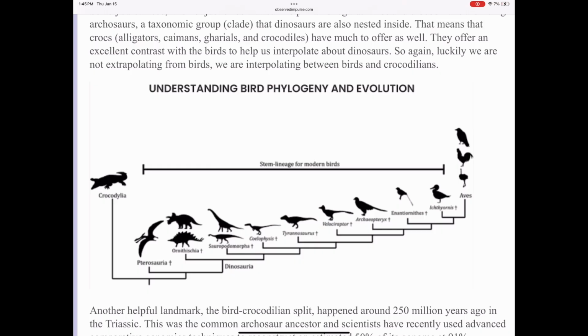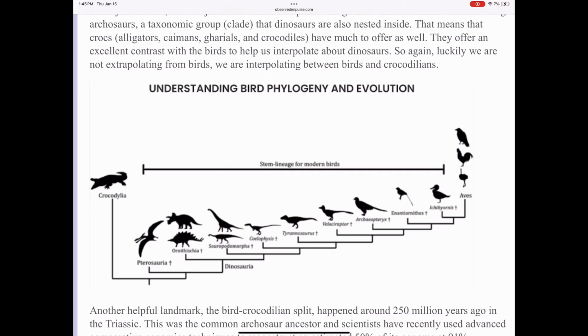So we have dinosaurs available to us today in the form of birds. And then we have relatives of the ancestors of dinosaurs and other reptiles, the first of which are crocodiles. So it's hard to extrapolate mathematically and statistically, but it's much easier to interpolate. And we would definitely be taking advantage of this.